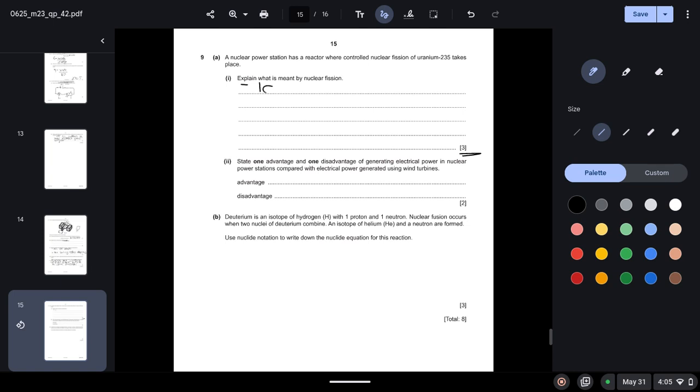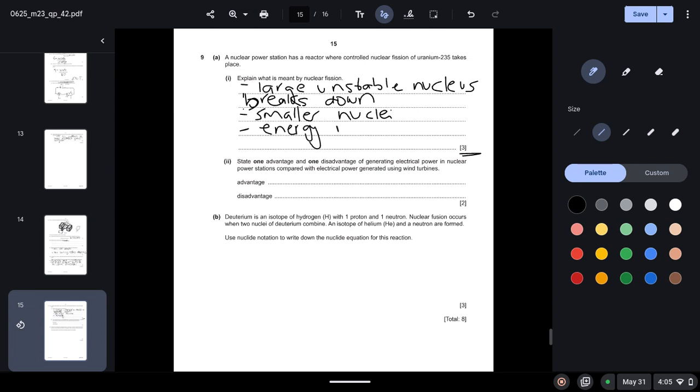So you can write a large unstable nucleus breaks down into smaller nuclei, from larger to smaller. And what happens in this process? Energy is reduced in this process. So these are your 3 points.